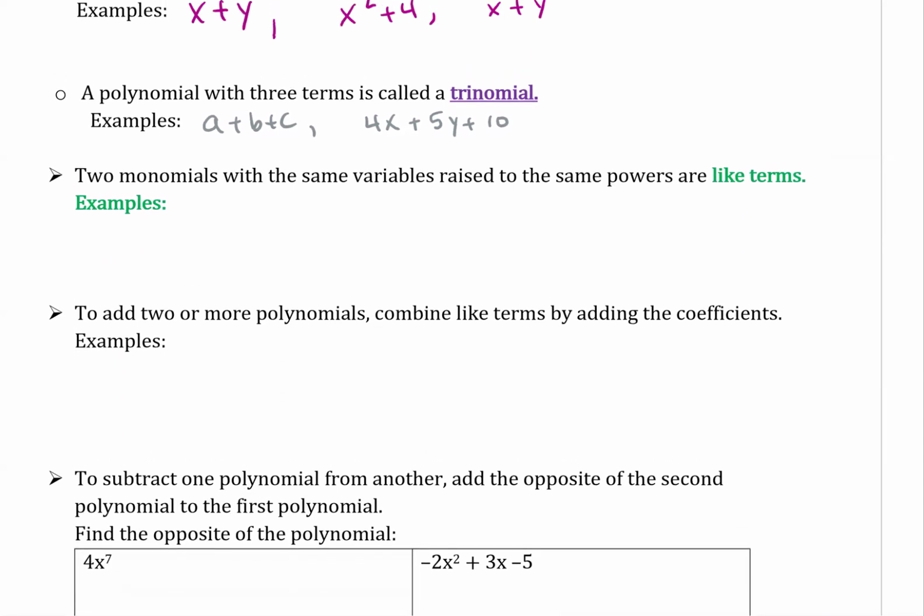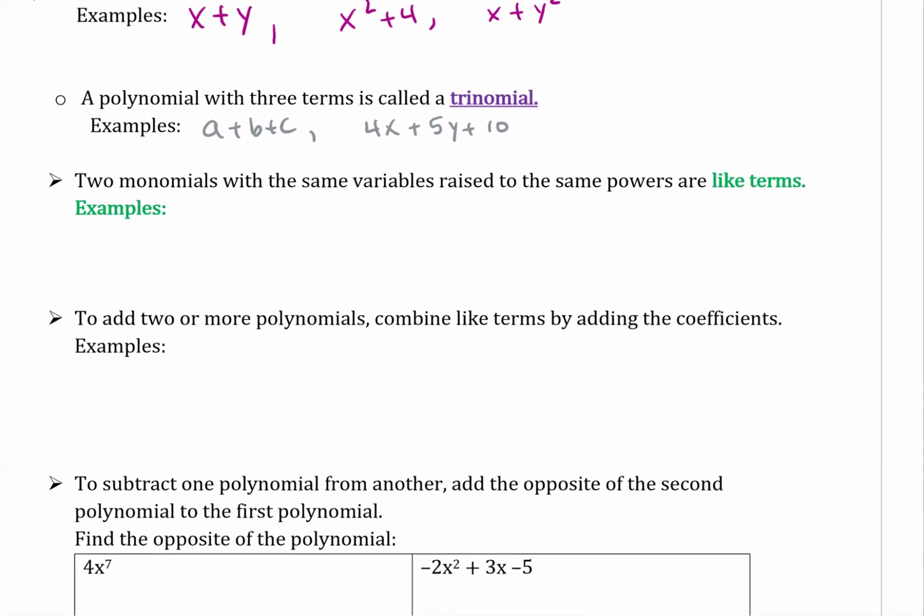Okay, two monomials with the same variable raised to the same power are like terms. So examples of like terms would be 7x squared and 6x squared. Those are like terms. Negative 3y and 5y are like terms. 2x squared y and 5x squared y are like terms. To add two or more polynomials, you can combine the like terms by adding the coefficients.